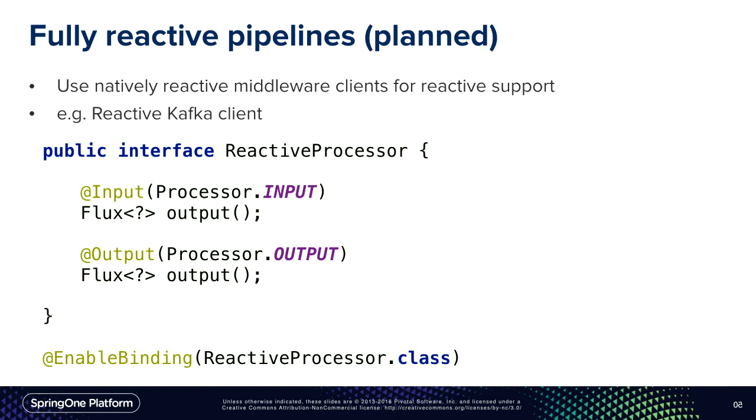So one of the goals is to be able to use reactive middleware clients for reactive support, right? For example, there's a very good talk tomorrow about some of our efforts for writing a reactive Kafka client, and I'll give you the coordinates. But the point is that right now, the only thing that you can bind are message channels. We want to expand the types that you can bind. We want you to be able to declare, say, I want to bind a Flux, and then have the Flux connected over native clients to Kafka or to any other kind of messaging system.